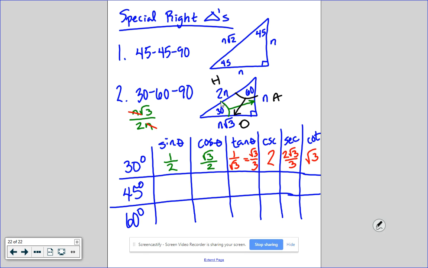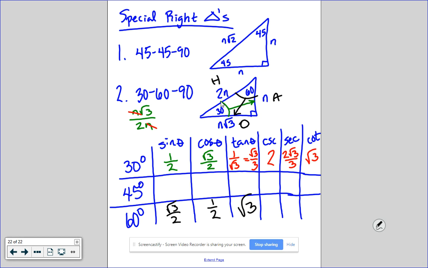Okay. So, n square root 3 over hypotenuse, 2n, gives me square root 3 over 2. Okay? Cosine, adjacent over hypotenuse, now becomes half. Tangent, opposite over adjacent. That's just square root of 3, because n square root 3 divided by n is just square root of 3.